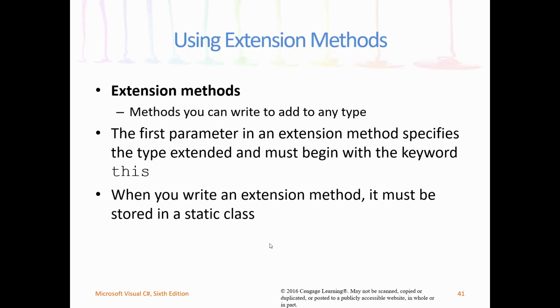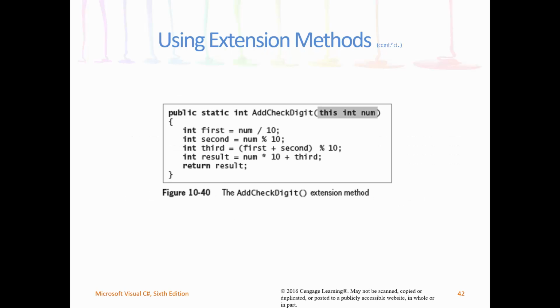C# also supports something known as extension methods. What you do with an extension method is you grab something that currently exists, either somebody else wrote it, or you wrote it, or maybe it's even a system something, and you add to it. When you write one of these, as it says, it must be stored as a static class.